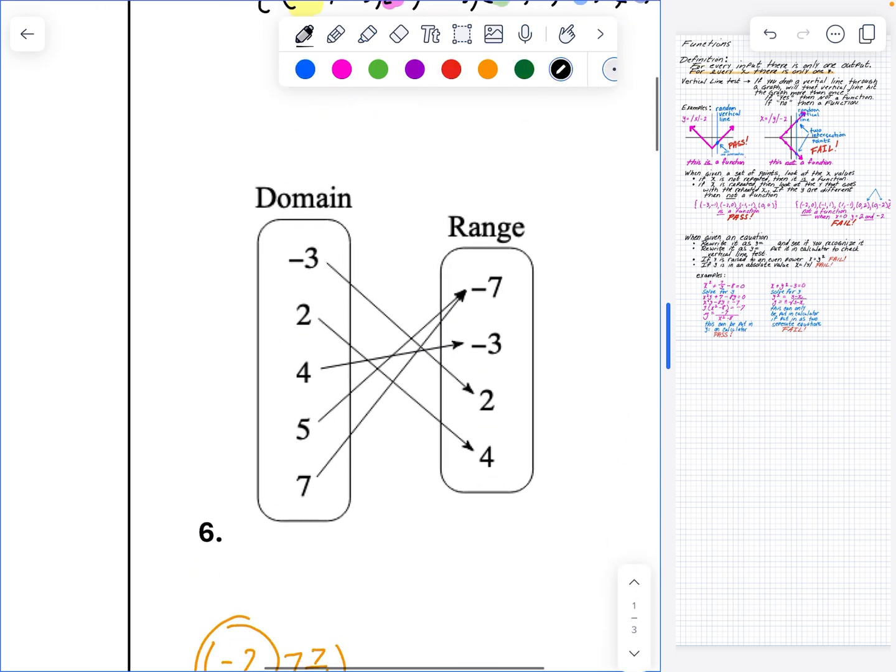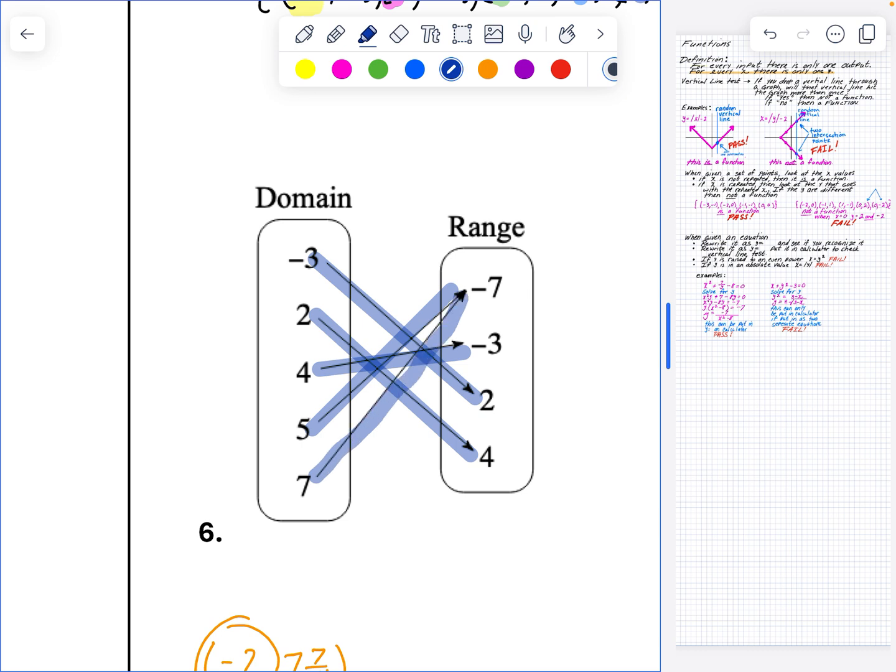If you go to this one, and you look at this one, it is not a function because, oh, yes it is. It is also a function because -3 goes to 2. Each one of these only has one going to it.